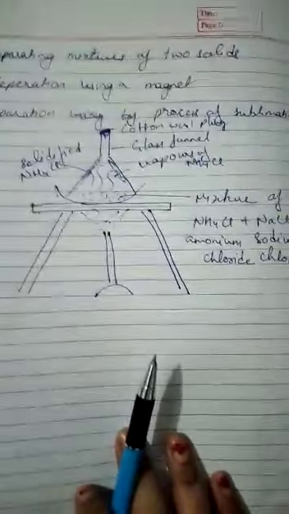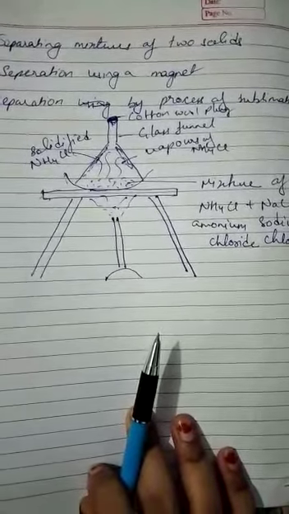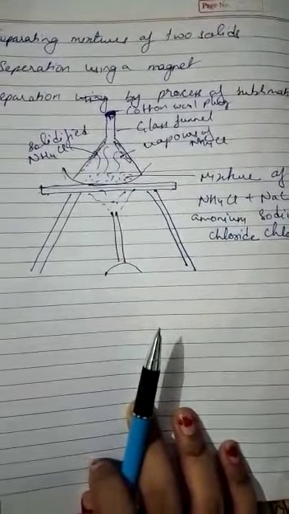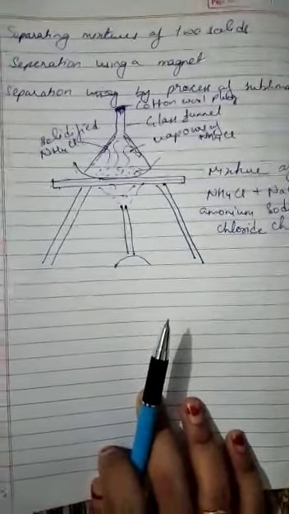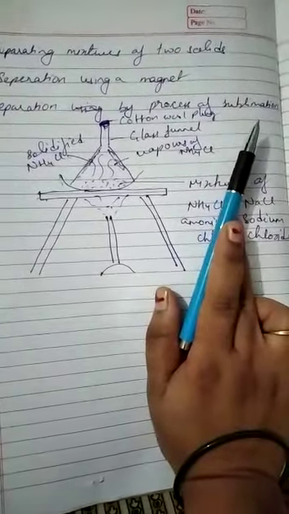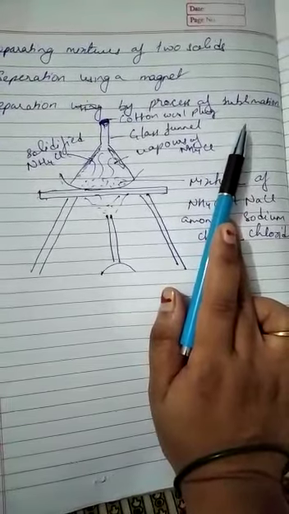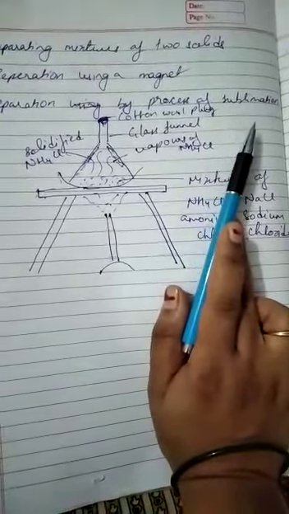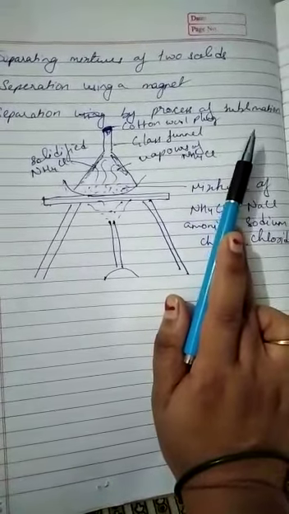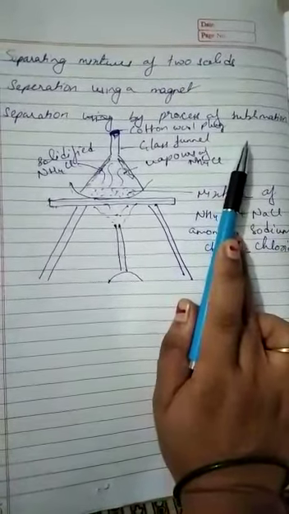This is how we use the process of sublimation for the separation of two substances in which one should have the property to sublimate. This method is basically used for mixtures in which one substance has the property to sublimate, meaning it can directly change into the vapor state without going into the liquid state. So this process is applicable only to those mixtures in which one constituent is able to sublimate.